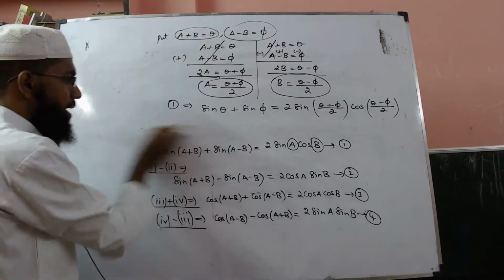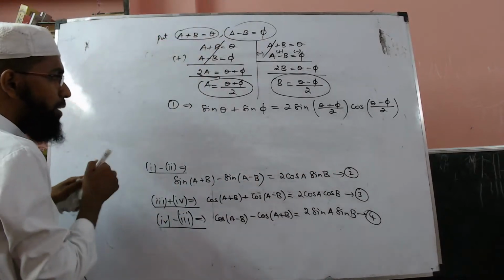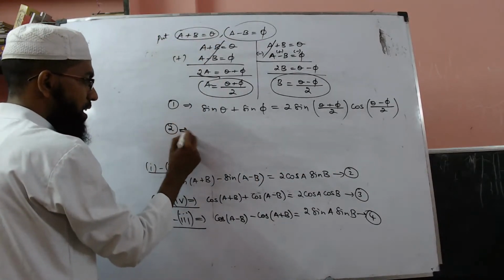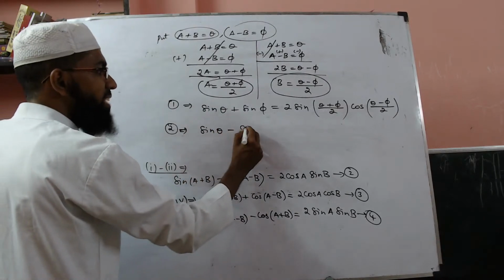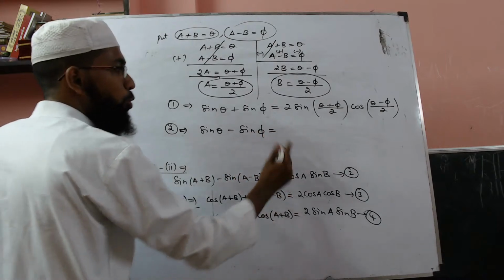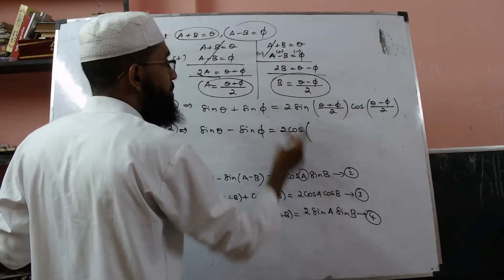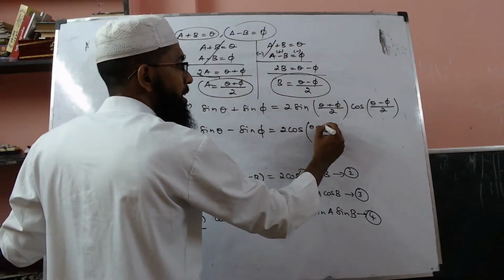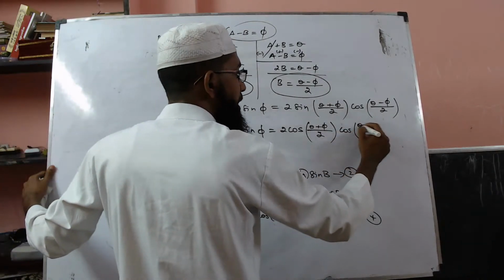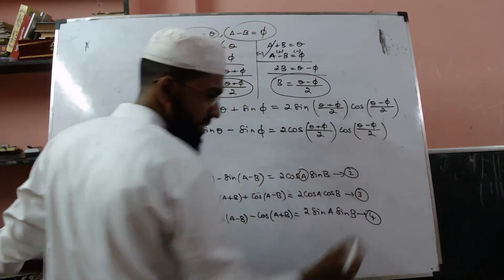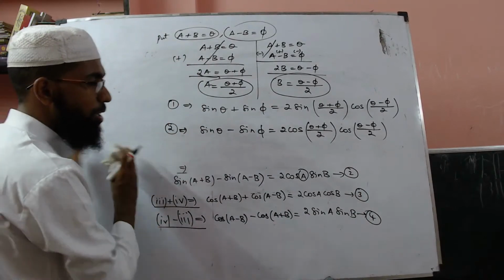So let me rub it. Now use the same thing in the second formula. What will we be getting? Sine of theta minus sine of phi equal to 2 cos a. A is nothing but (theta plus phi)/2, cos of (theta minus phi)/2. Now, right. So the second formula is over now.